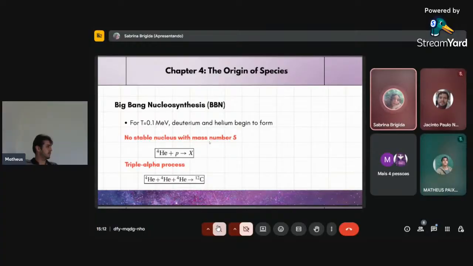But this does happen in stars, because there we have a very high density environment. For example, we can have what we call the triple alpha process, which is this process here. Basically, it is a process where helium 4 nuclei interact to form a carbon nucleus. So we can have this process inside a star, and this will form an element like carbon.